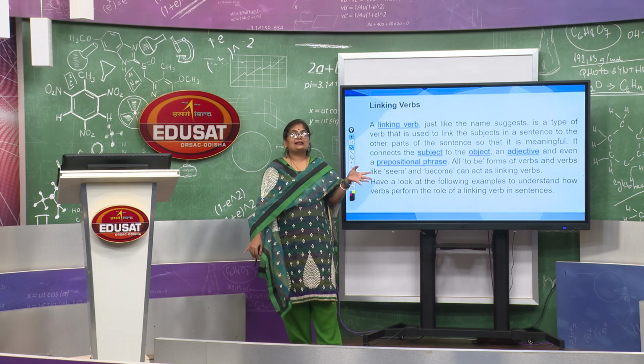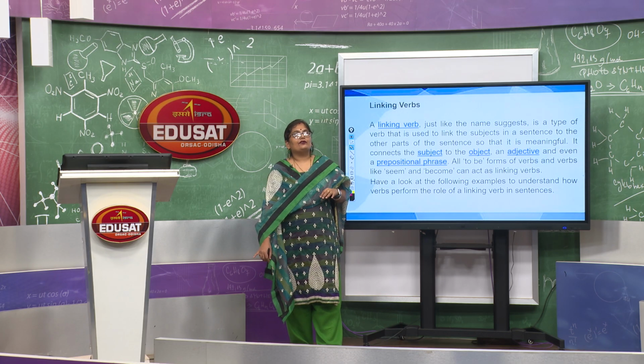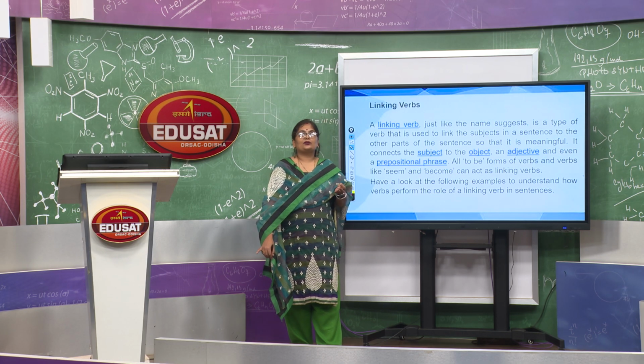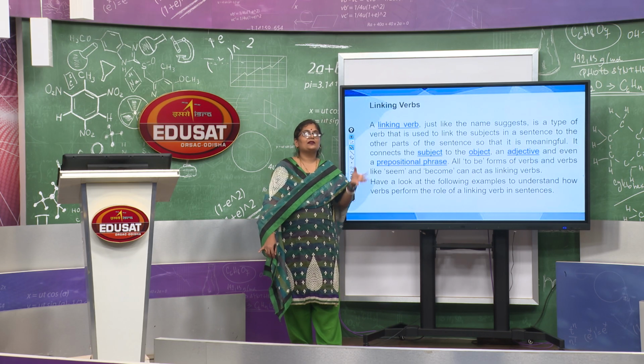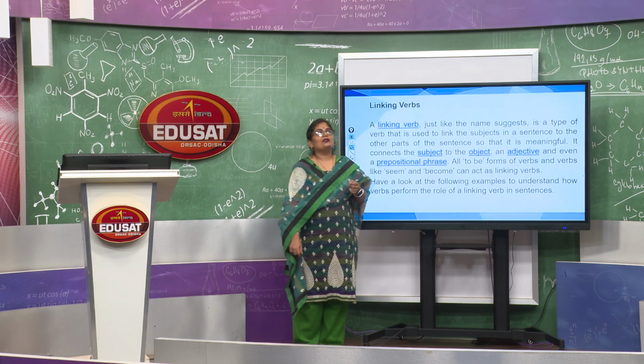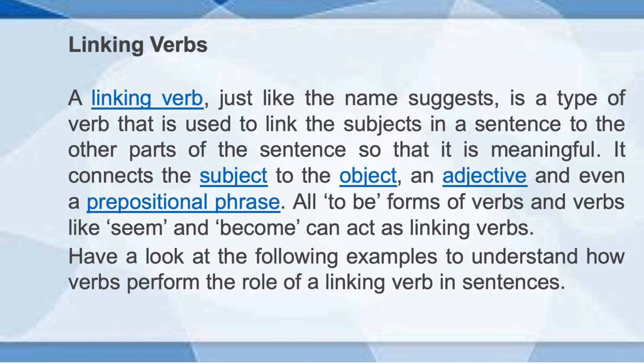Now, we come to the next segment, which is a linking verb. We learnt about action verbs, we learnt about helping verbs, we learnt about auxiliary verbs, modal verbs, phrasal verbs. Now, we come on to linking verbs. A linking verb, just like the name is suggesting, is a type of verb that is used to link the subjects in a sentence to the other parts of the sentence so that it becomes meaningful as a whole. It connects the subject to the object, an adjective and even to a prepositional phrase.